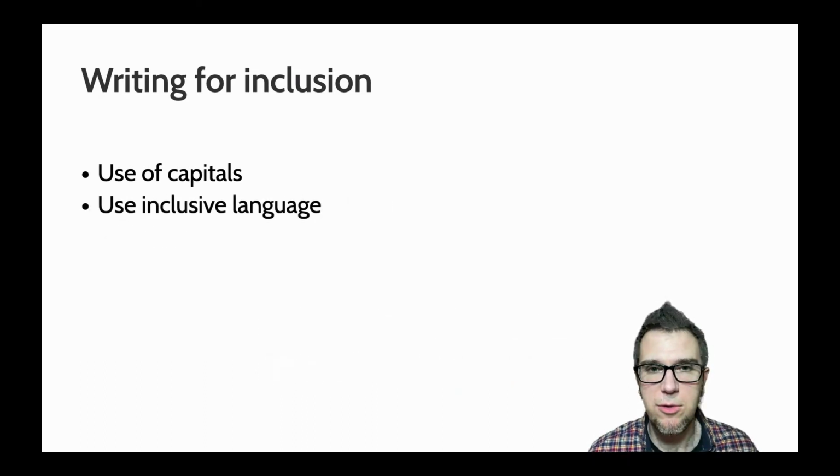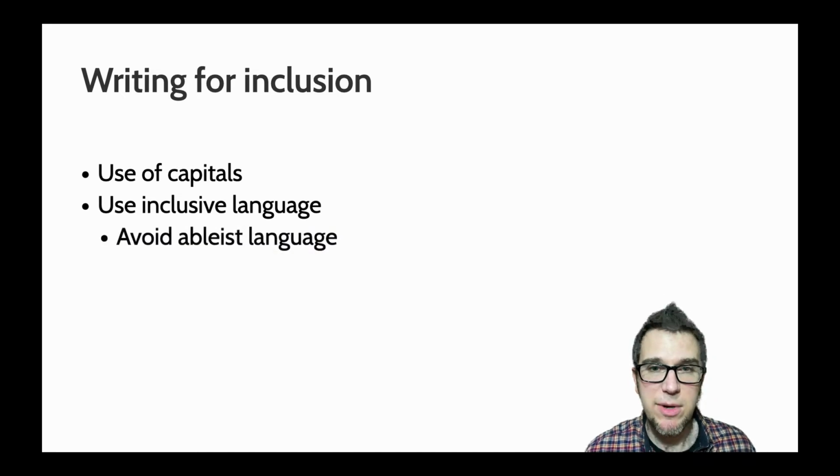Use inclusive language. Be respectful. Don't reinforce stereotypes and common misconceptions. Avoid using ableist language. Keep an eye out for words and phrases that carry negative connotations or have a negative impact on or for disabled people. Ableist language has become normalized, but it's subtle discrimination. Words like crazy, idiot, or phrases like special needs or suffers from, these all carry negative connotations.